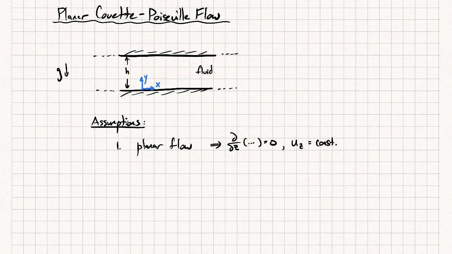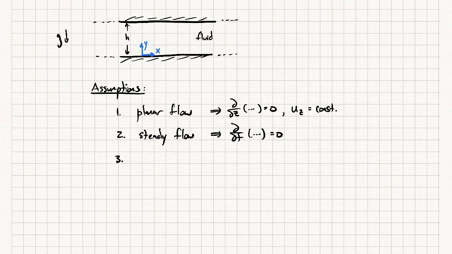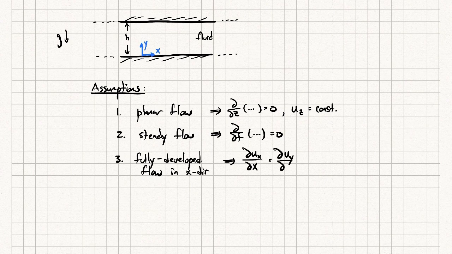The second assumption we'll make is that we're dealing with a steady flow. So it's not changing with time, so that means d/dt of anything is equal to 0. The third one that I'll assume is that the flow is fully developed in the x direction. Let me write it down and then explain it. Fully developed flow in x direction. What that means mathematically is that the gradients of the velocity components in the x direction are 0.